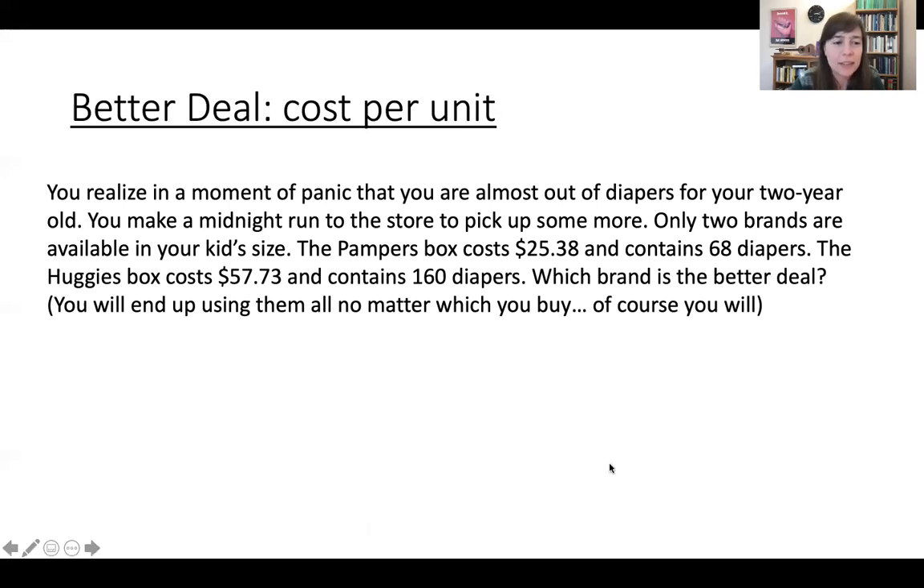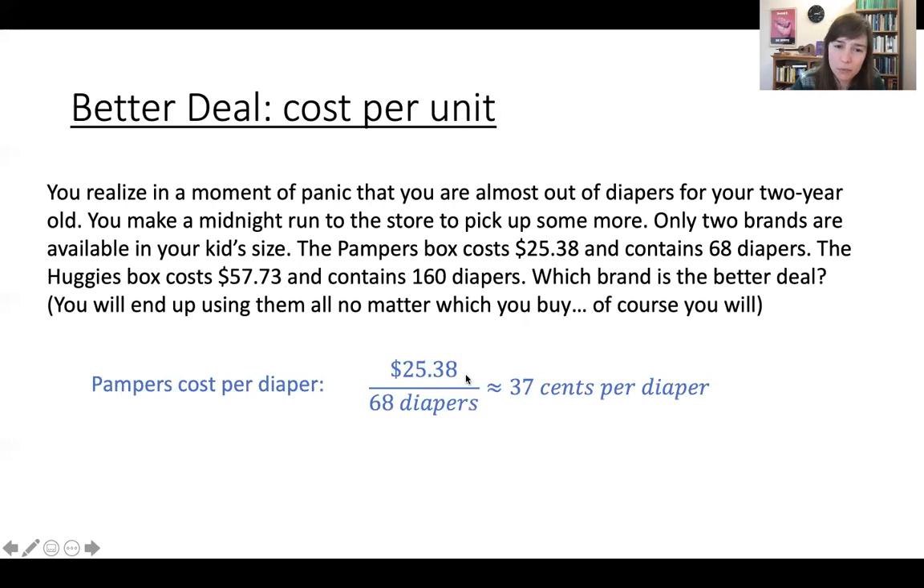All right, so let's see how to solve a problem like this, where you ask, which brand is the better deal? Which one should you buy? The idea is that you find the cost per diaper. Whichever has the cheaper cost per diaper is the one you want to buy. So first, let's find the Pampers cost per diaper. The whole box is $25.38, and it contains 68 diapers. So the price per diaper is $25.38 divided by 68, which would give you $0.37 per diaper, or more naturally, we would just write it as 37 cents per diaper.